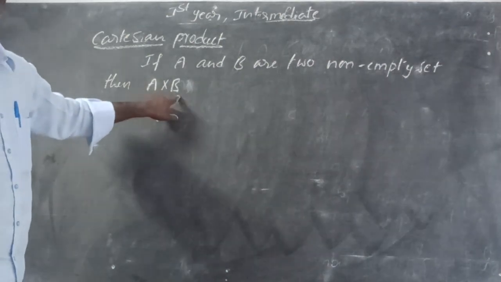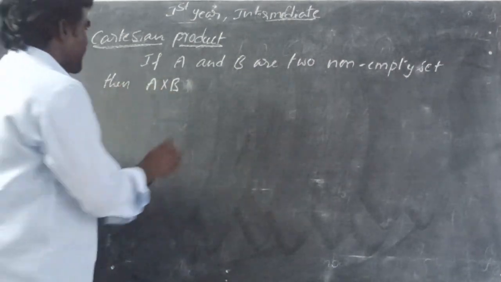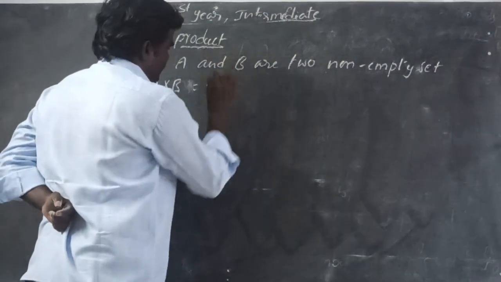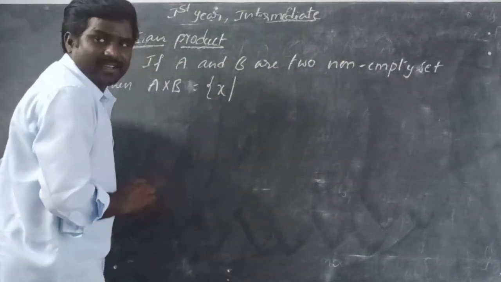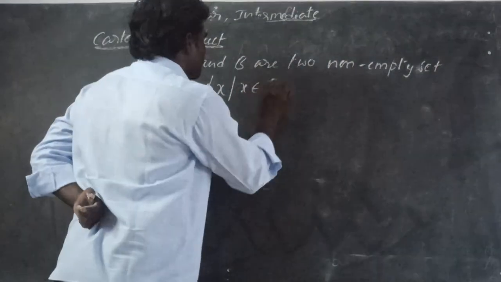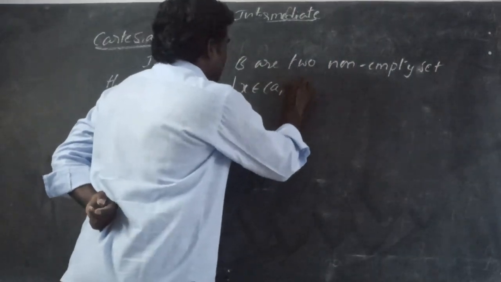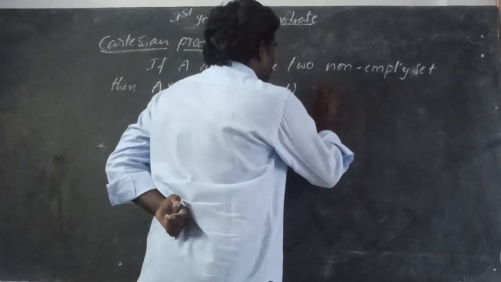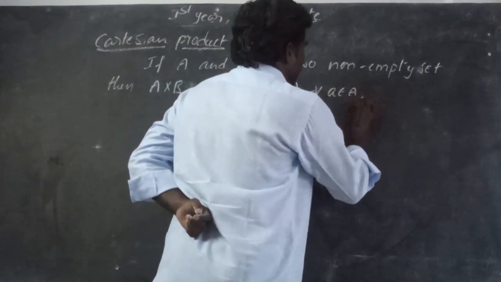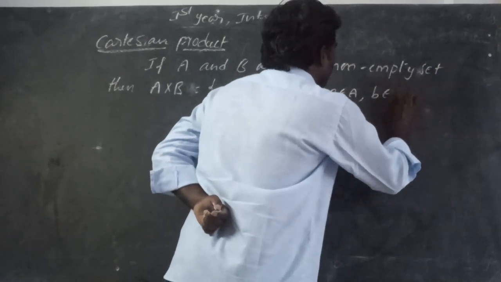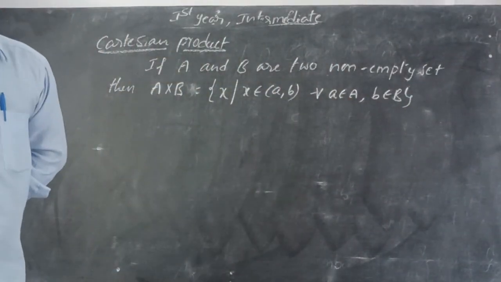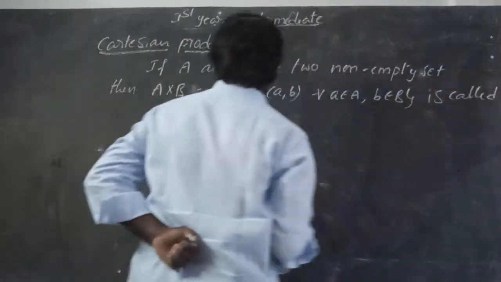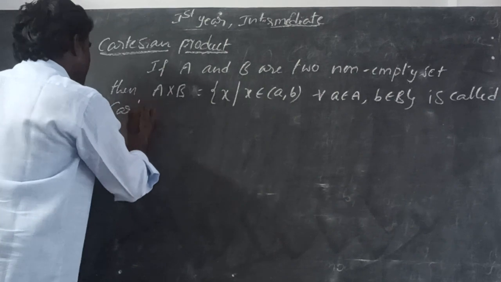A cross B is equal to the set of X such that X belongs to the ordered pair A comma B, for all small a belongs to A, small b belongs to B. Okay, this is called the Cartesian product of A and B.